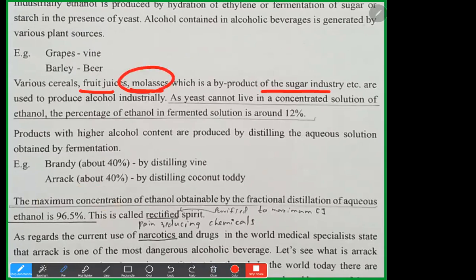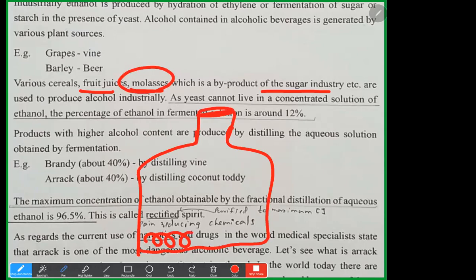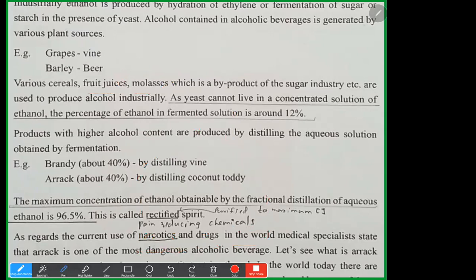Molasses is something you may have seen in honey bottles. If you keep a honey bottle for a couple of months, you would see some sort of solid part, like sugar crystals, depositing. That actually is the molasses. So molasses, which is a byproduct of the sugar industry, is used to produce ethanol.